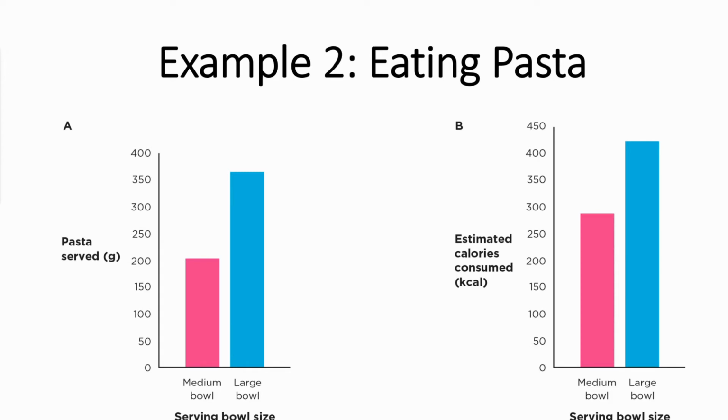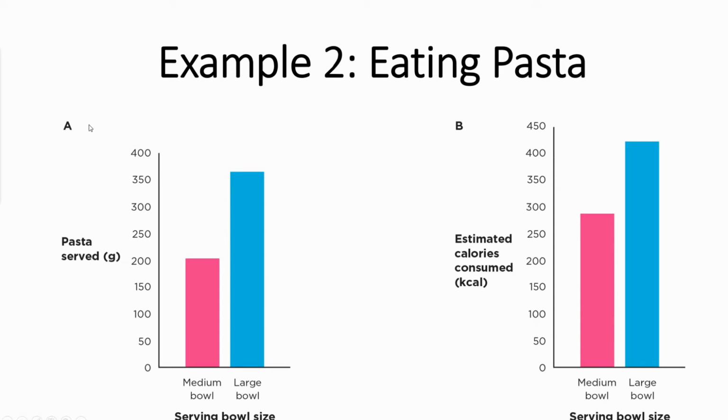Then they had these students come into a kitchen during a lunch session, and the participants were asked to serve themselves from a communal bowl that was either large or medium sized. The students' plates were weighed before they ate pasta and then afterwards to account for how much food they had actually eaten.